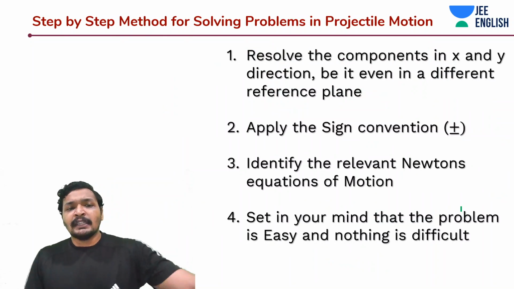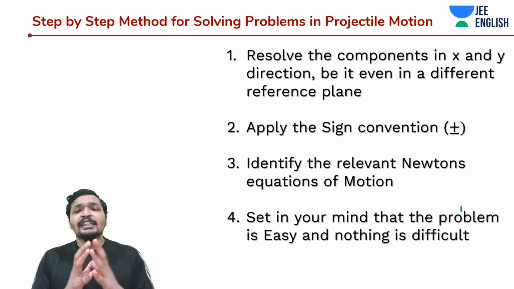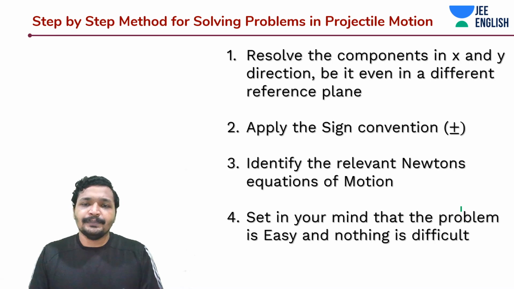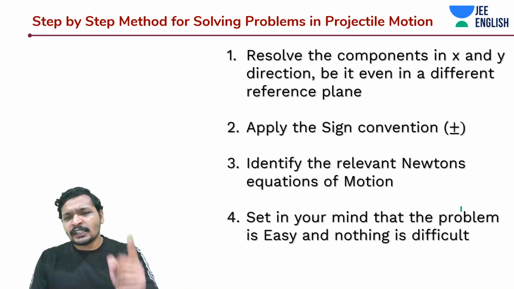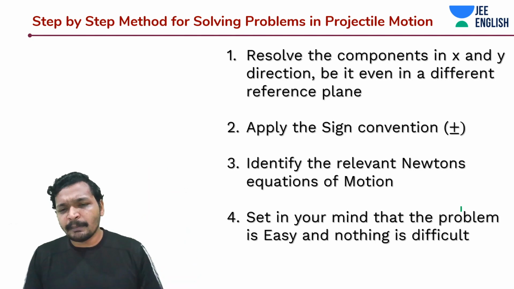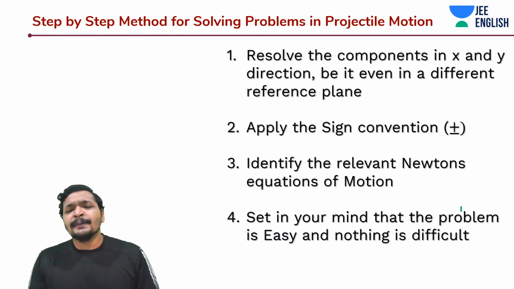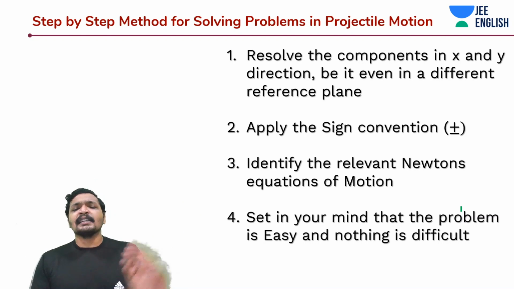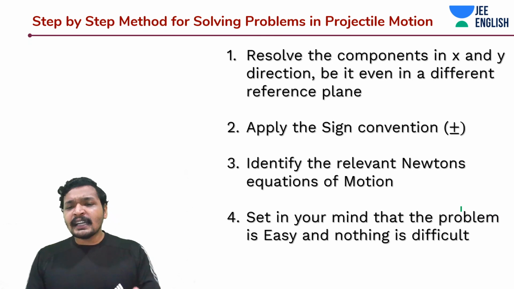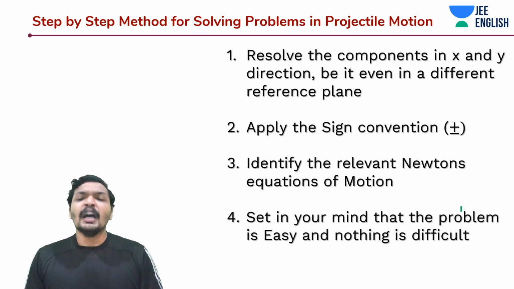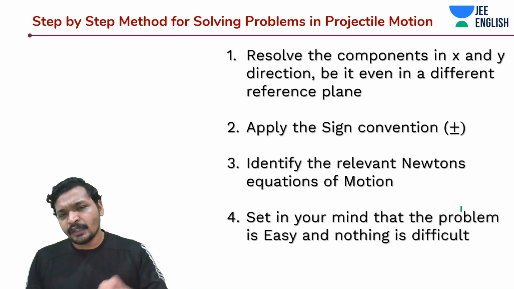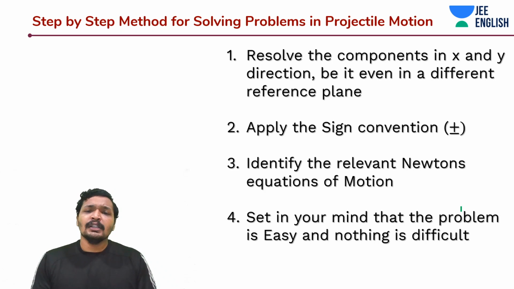But before that, let me give you a step-by-step strategy to solve any problem in projectile motion. Any problem that involves only projectile motion can be solved using this strategy. Point number 1: resolve the components along the direction, be it in any reference plane, be it inclined plane projectile motion, be it anything. Apply the sign convention. Understand the sign convention, practice around it and apply it. Identify the relevant Newton's equation of motion. This is applicable for most 2D kinematic motion. If you apply the strategy, you will get the answers for most 2D equations of motion.